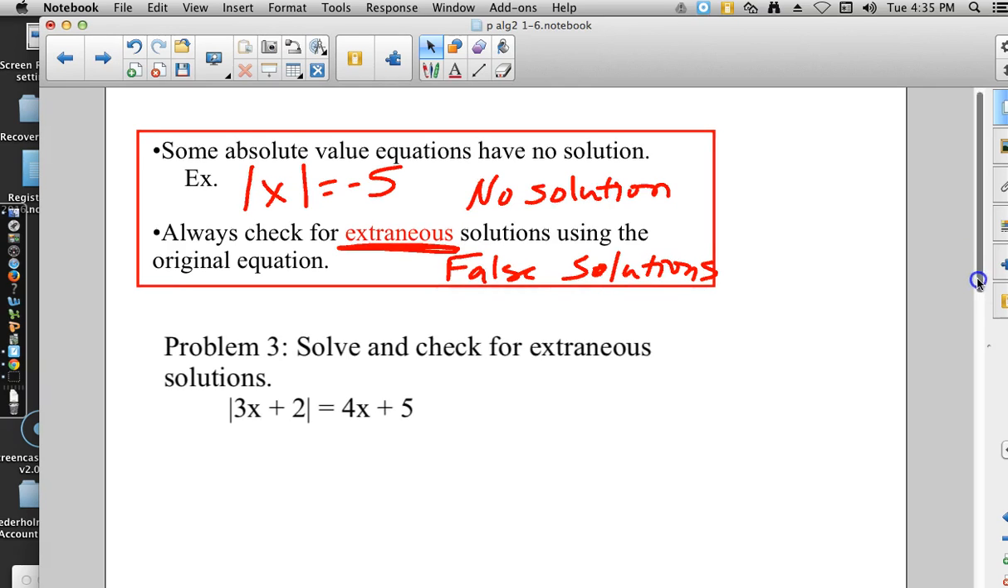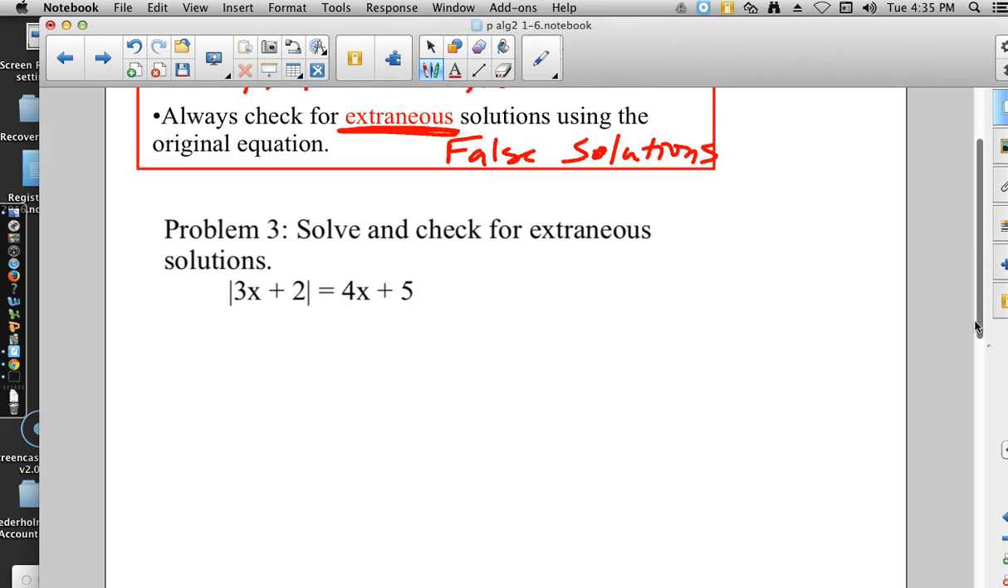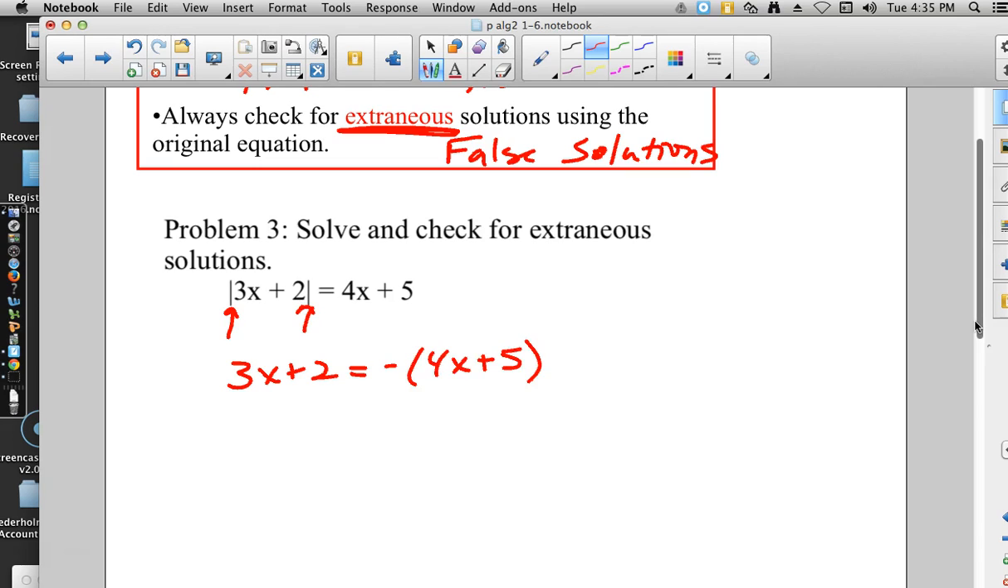So problem 3 says we're going to solve and check this for extraneous solutions. And key step number 1 is to isolate the absolute value. The good news is it already is. It's on the left side all by itself, no more numbers on the left side of this equation. So now I say, all right, self, I'm supposed to have 2 answers here. So 3x plus 2 equals, oops, well, it could be a negative 4x plus 5, or it could be a positive 4x plus 5.